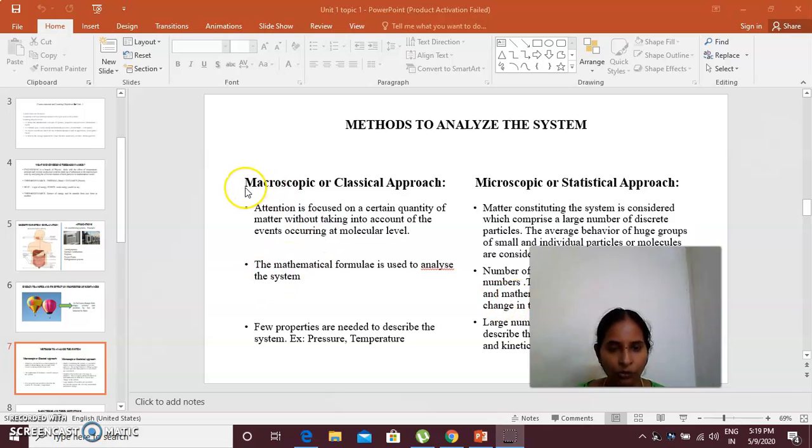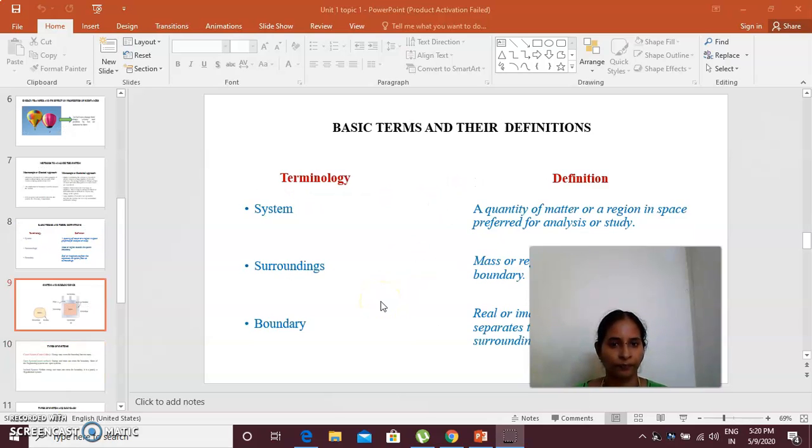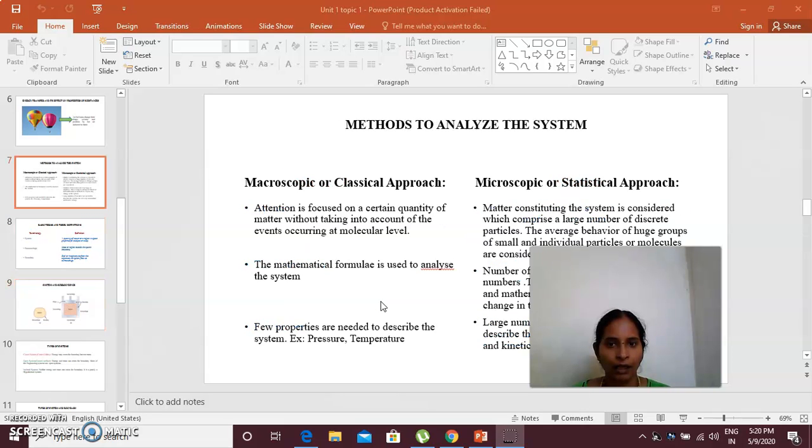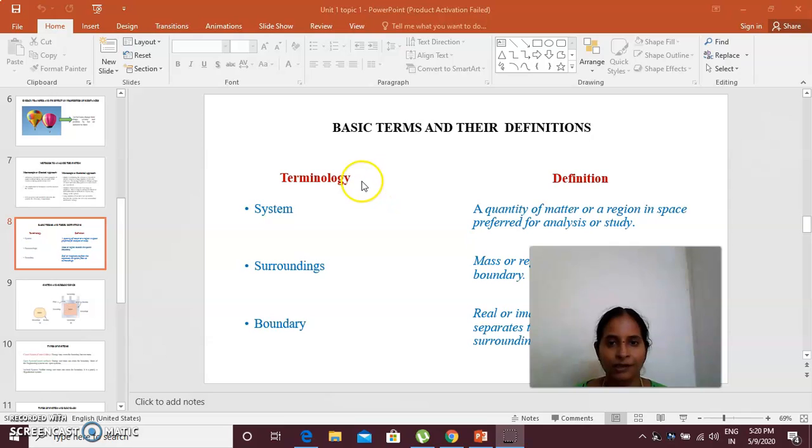Okay, so we are now taking the thermodynamic, the macroscopic or classical approach. The basic terms or terminologies used in the course of thermodynamics are system, surroundings, and boundary. Very important terms. A system is a quantity of matter or a region in space chosen for analysis or study. It is nothing but wherever you are concentrating your analysis. That place or space is called the system.